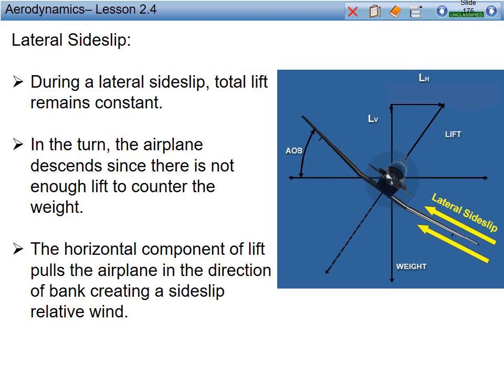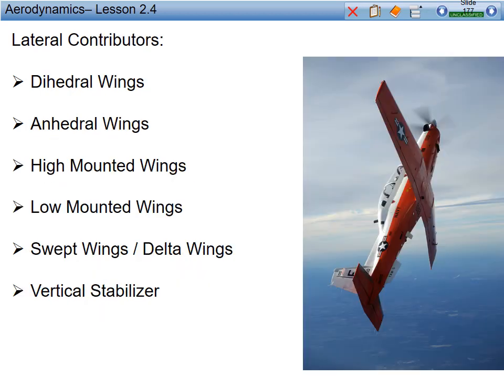Lateral side slip. During a lateral side slip, total lift remains constant. In the turn, the airplane descends since there is not enough lift to counter the weight. The horizontal component of lift pulls the airplane in the direction of the bank, creating a side slip relative wind. We will look at the following contributors to lateral static stability: dihedral wings, anhedral wings, high-mounted wings, low-mounted wings, swept wings, and vertical stabilizer.